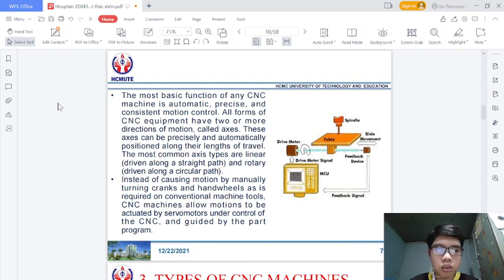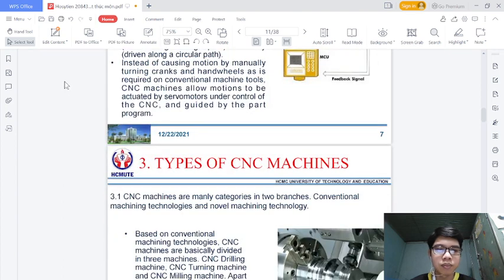Instead of causing motion by manually turning cranks and handwheels at each required position as on a conventional machine tool, CNC machines allow motion to be executed by servo motors under control of the CNC and driven by the part program.